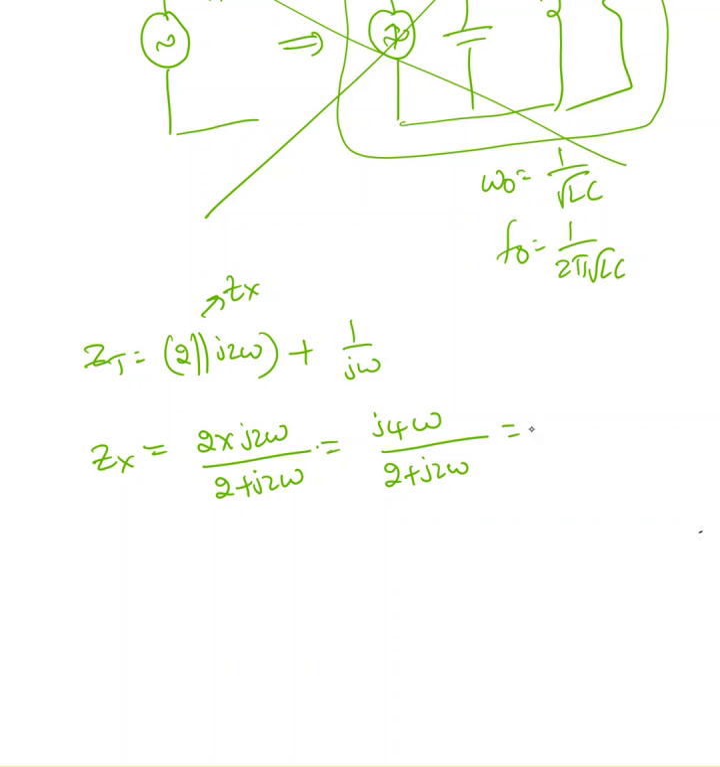I can take out 2, so it's going to be J omega over 1 plus J omega. Okay, my apology, it's J2 omega because it's 4, right? Now Zx equal to J2 omega over 1 plus J omega. Now my Z total equal to Zx plus 1 over J omega. So J2 omega over 1 plus J omega plus 1 over J omega.